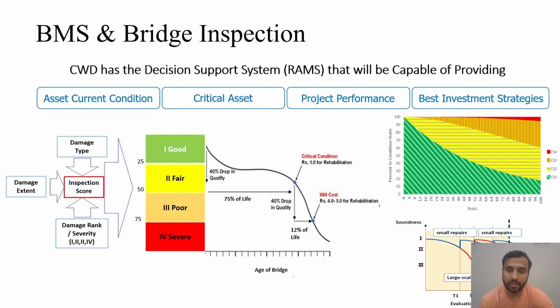Because if the bridge damage is repaired in its initial condition, it will cost much less, and if it is delayed, maybe a full reconstruction or replacement may be required, and a huge amount of budget would be needed. So it works perfectly on the saying: a stitch in time saves nine.